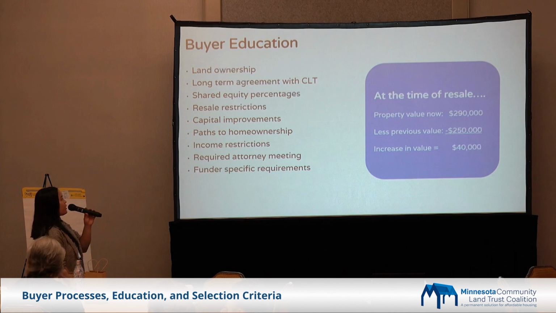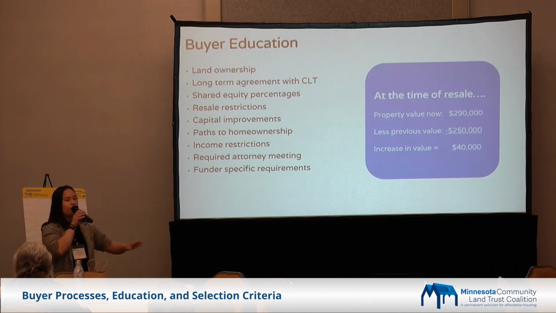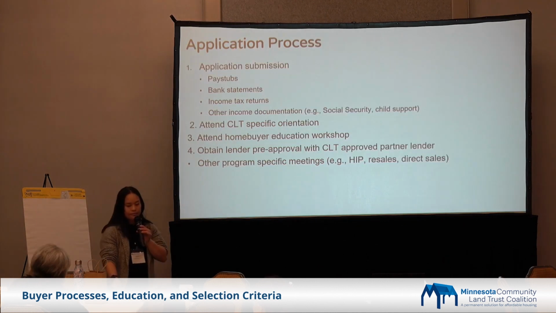So our formula is actually an appraisal-based resale formula. So it's just based on the appraisal. The first number, the previous value, is the previous appraised value, and then later on when they go to resell, it's that 25% of that current resale appraised value.